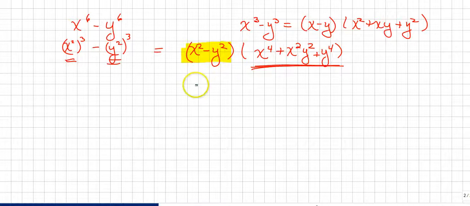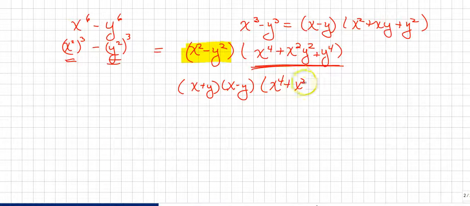Okay? Now I said earlier that the second part will never factor further, but in this case the first one factors. What's in the yellow is the difference of two squares, so it goes x plus y, x minus y, times what I underlined, x to the 4th plus x squared y squared plus y to the 4th. So that one's a little trickier. It's just with two terms, sometimes they'll factor further if it's a square and a cube both, so you've got to watch out for that. But I recommend doing the difference of two cubes first.